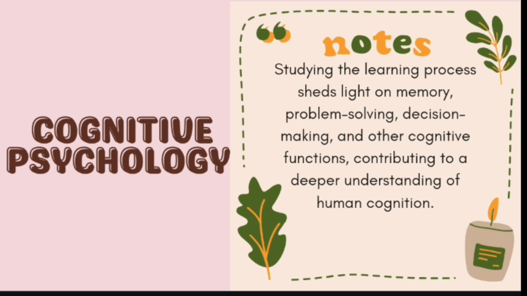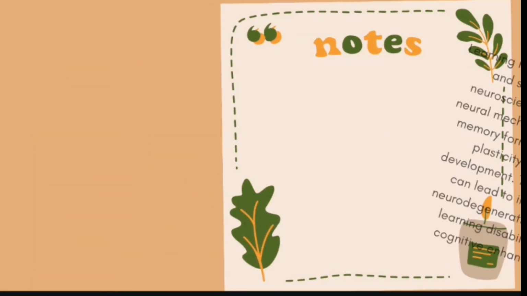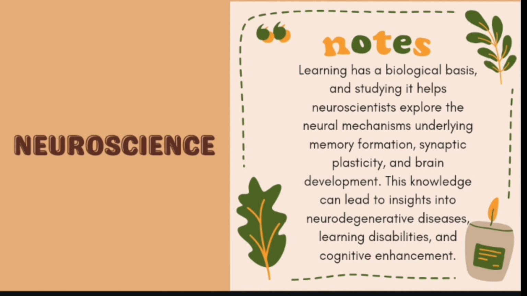Next thing, it can also help in neuroscience. So in what ways? First, brain plasticity. Research in neuroscience can reveal the brain's capacity for change and adaptation. This knowledge can be used to develop interventions for individuals with learning disabilities or brain injuries to optimize their learning and recovery processes. Second thing, neurofeedback.